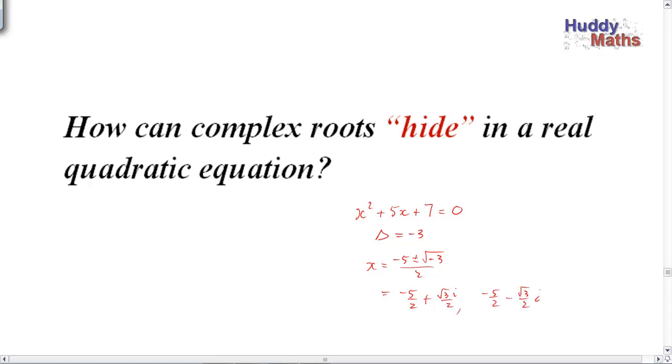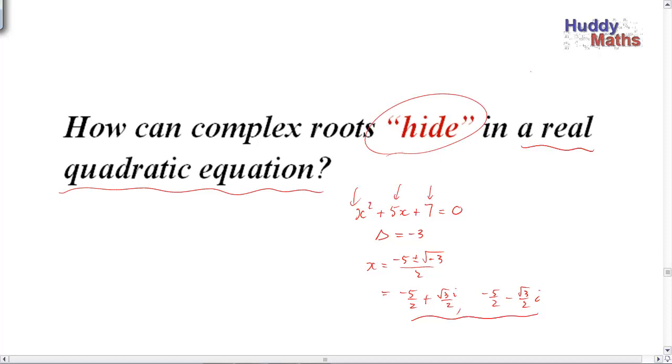And the question is, how did they hide up here? Well, they're all real numbers here. All the coefficients are real in this quadratic equation. That's what it's called, a real quadratic equation. How come we couldn't see any i's in there? I like to say they were hiding, algebraically hiding in that equation. How can complex roots? So let's go down and answer it. Can you see how they are hiding? I wonder if you can.